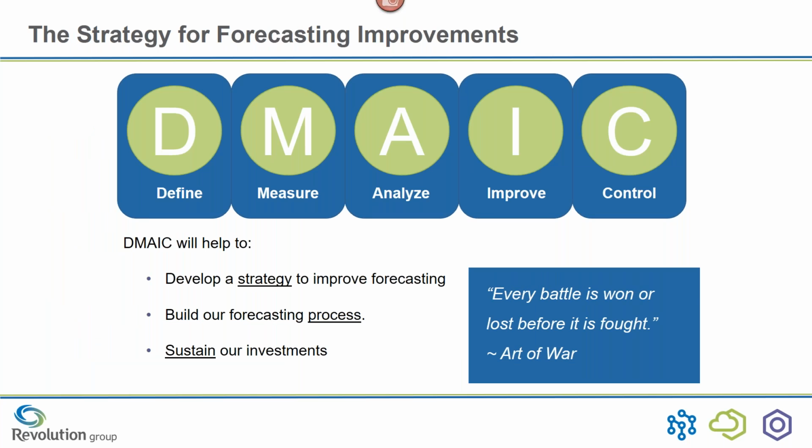So in short, using DMAIC will lead and guide continuous improvements with forecasting by developing a strategy to improve forecasting overall, by building our forecasting process, including our customers, suppliers, and our internal people. So part of that is also to successfully implement our tools like DemandCaster and sustain our investments of our resources with forecasting overall.